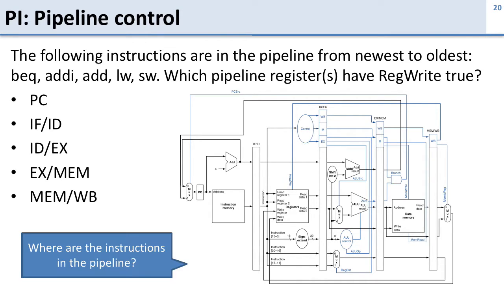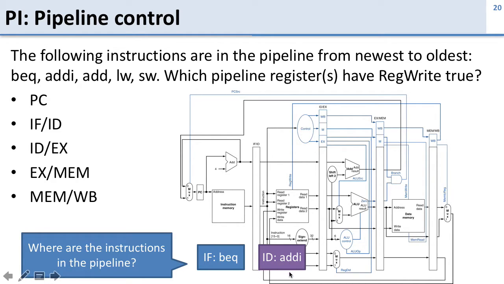So to take a look at this, let's figure out where the instructions are in the pipeline. The newest instruction is going to be the one we just fetched. It's going to be in the new beginning of the pipeline, so that's branch equal here. So in the instruction fetch pipeline stage, we'll have branch equal. Then in the next stage, instruction decode, we'll have the add I.